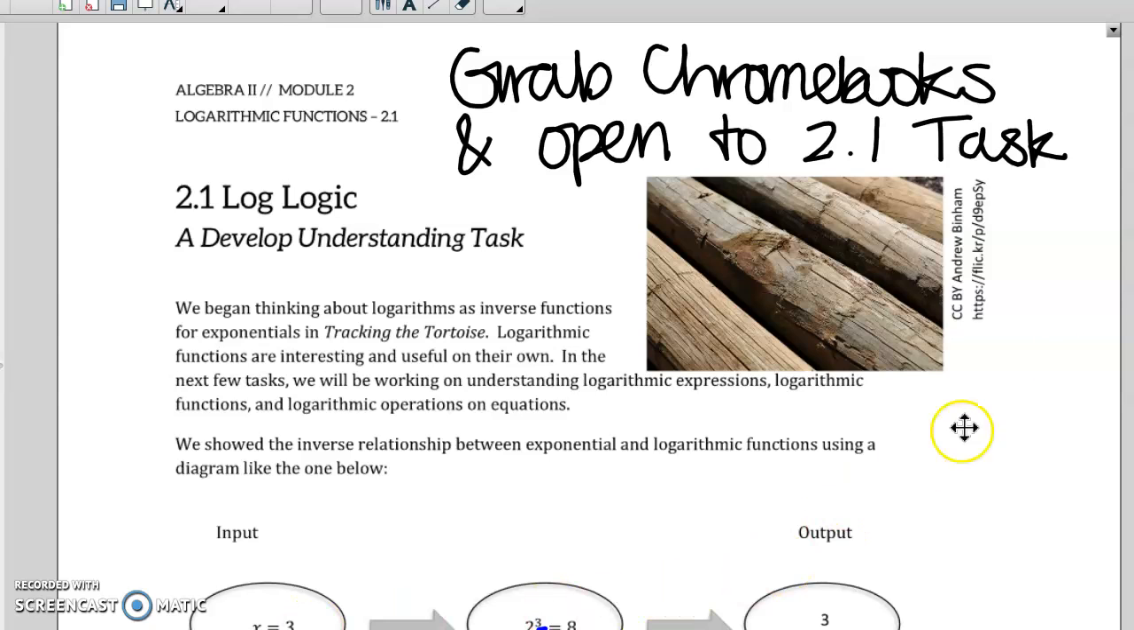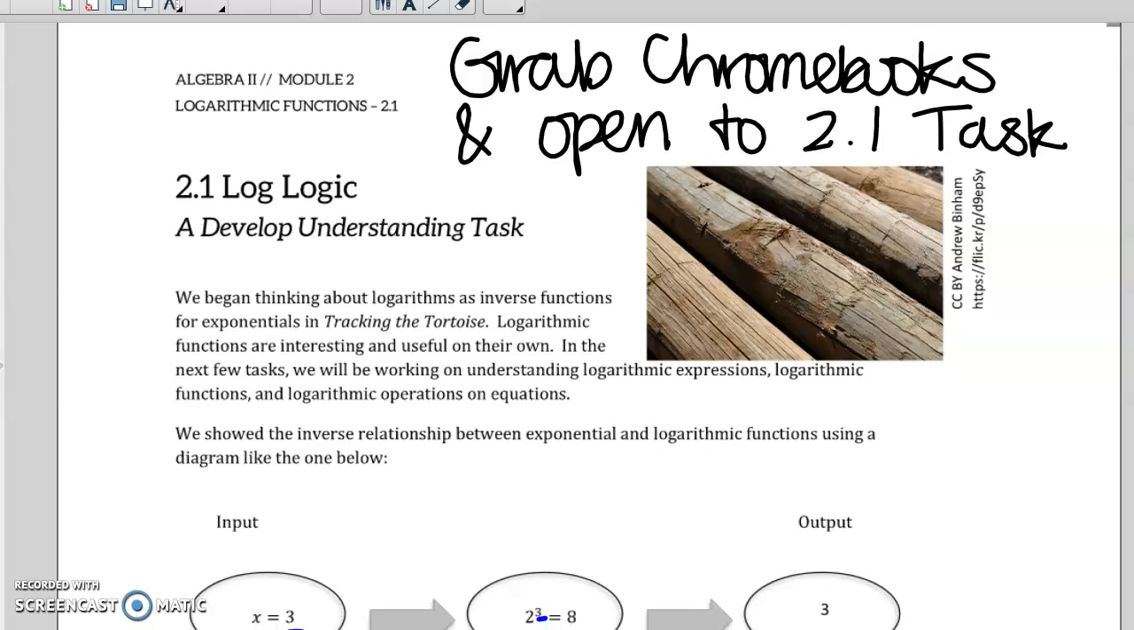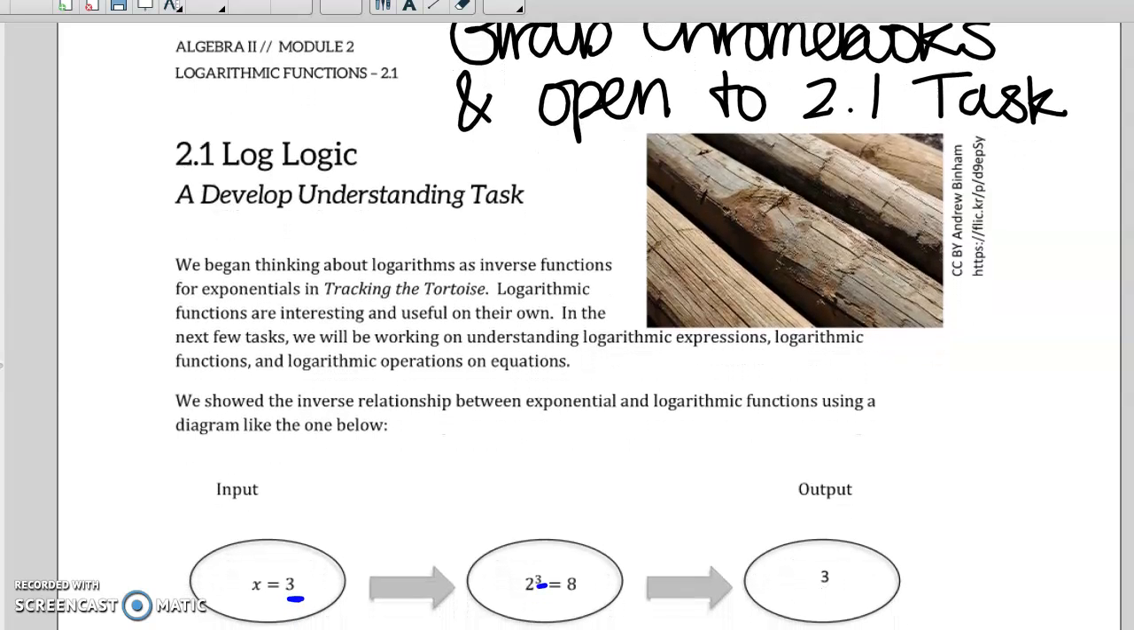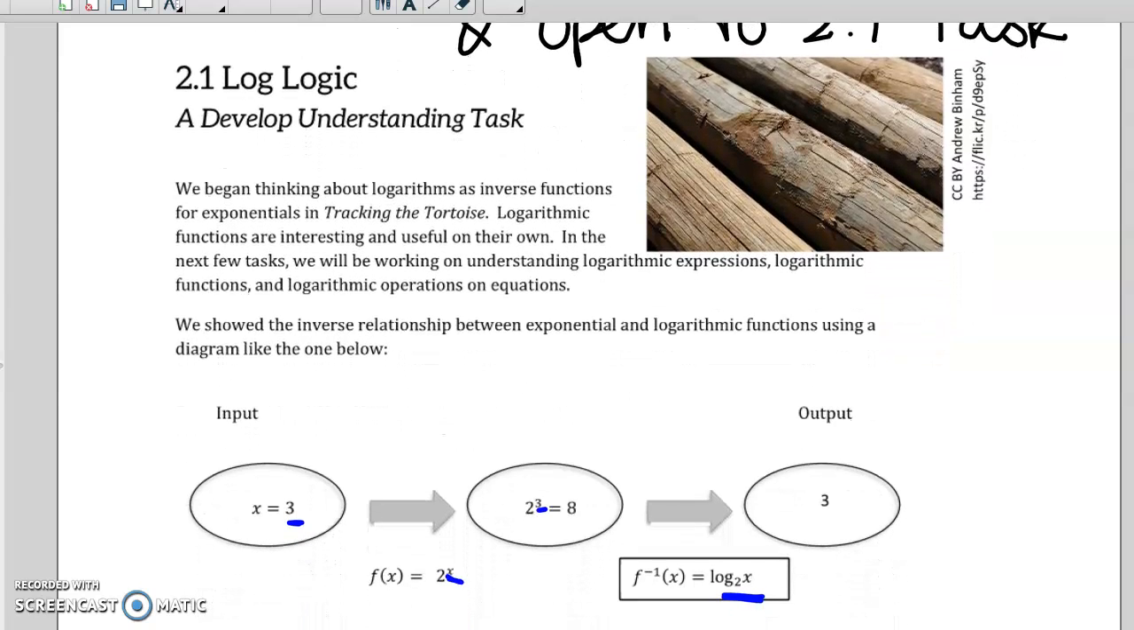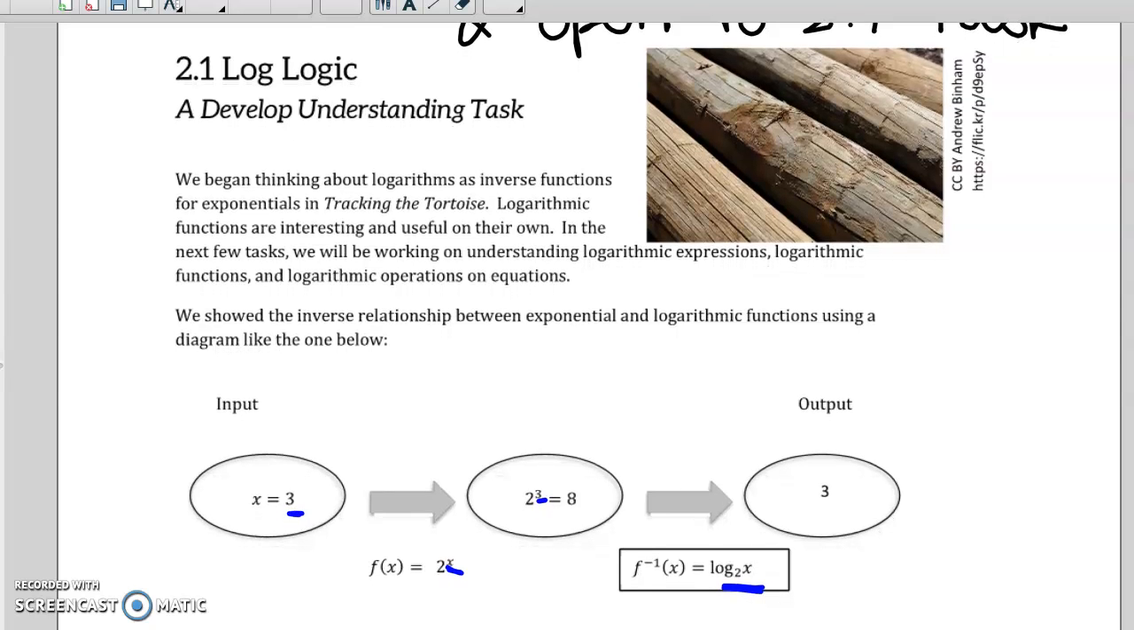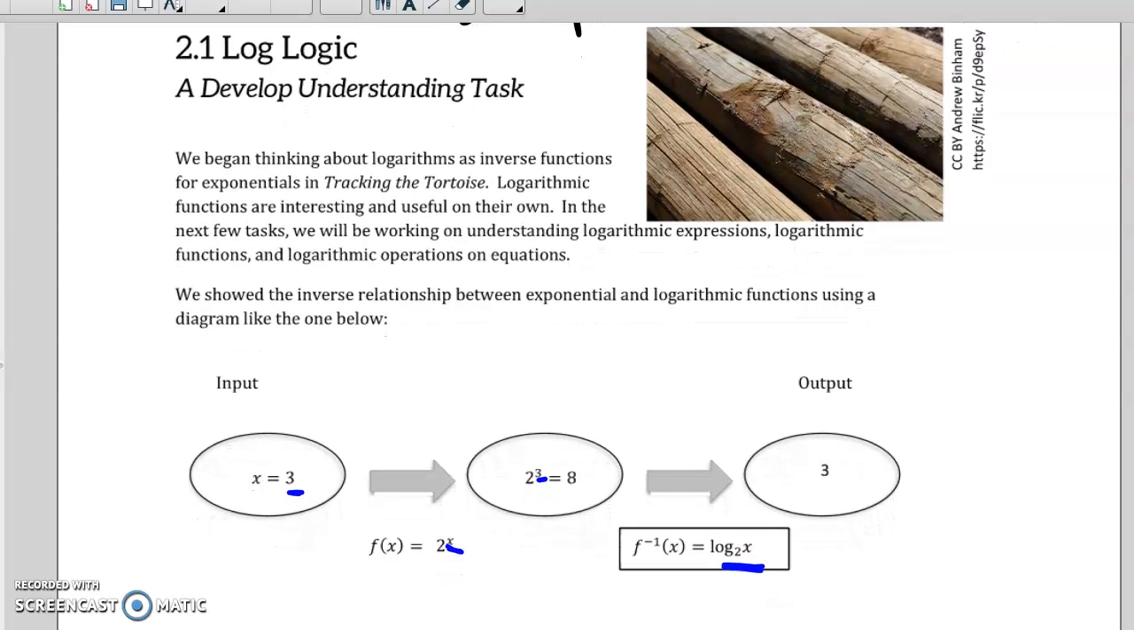This is the task that everybody else did yesterday, but we didn't get to meet together, so I just wanted to make sure you guys got a little video too about log logic. So this is the 2.1 task, and to start out with, it's just reminding you that remember, hey, log base 2 of x is the inverse of the exponential 2 to the x.